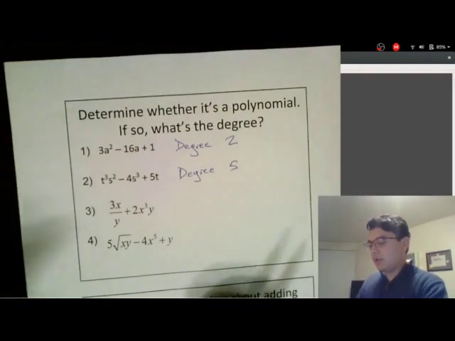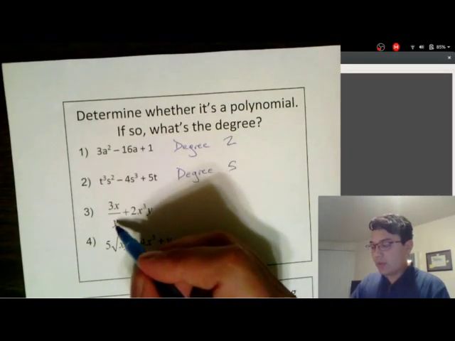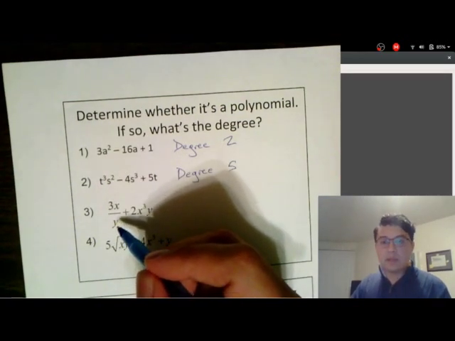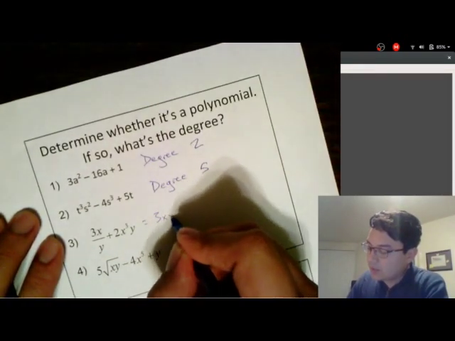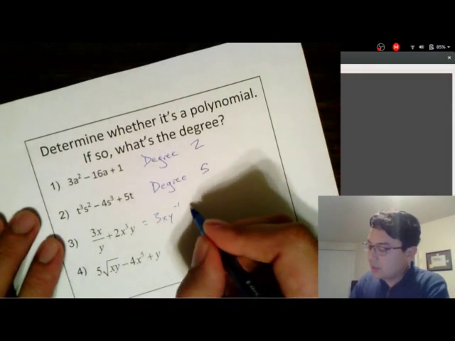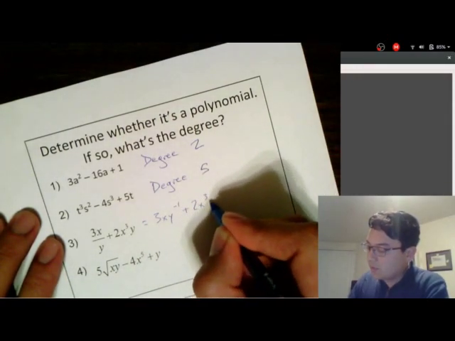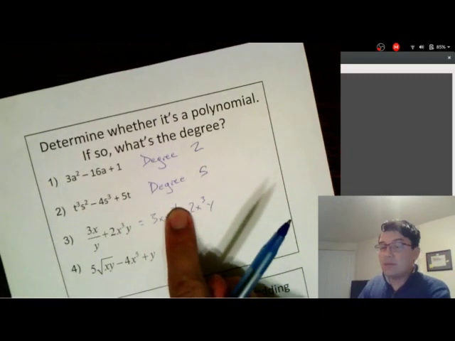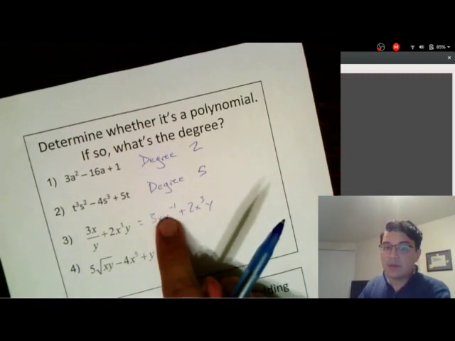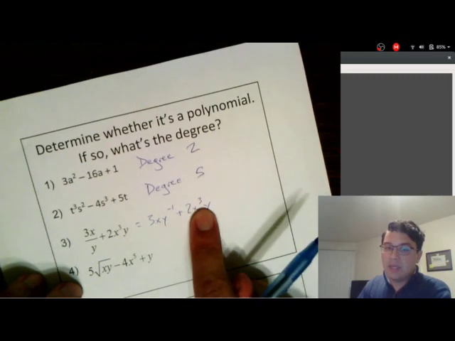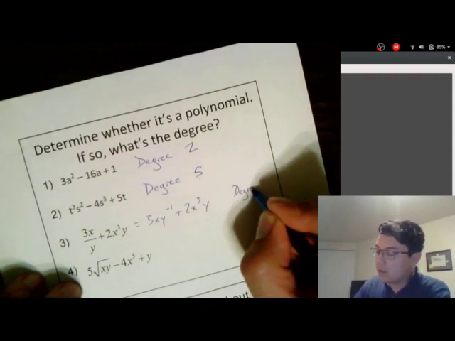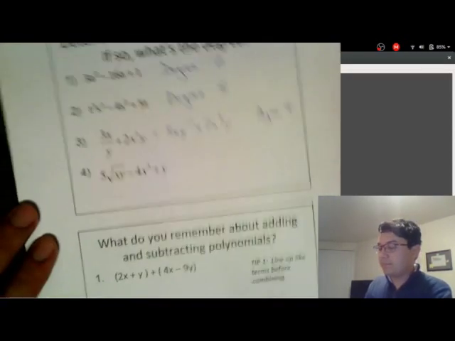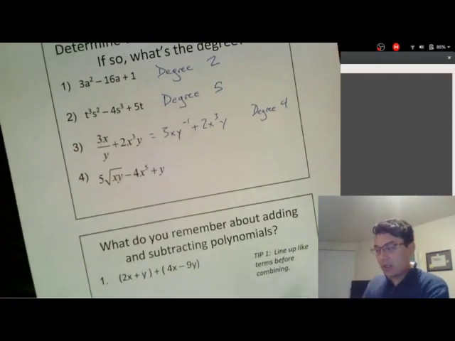All right, this one here. Remember that whenever we have something in the denominator, we can always write it differently. Actually, we have the negative exponent rule from last time. So yes, we can rewrite this as a negative exponent. So this is the same thing as 3x y to the negative first plus 2x cubed y. This right here, that's negative 1. So negative 1 plus 1 is 0. So this actually has a degree of 0. This one here has a degree of 4. So this will be a degree 4 polynomial. Okay. All right, we'll keep going here.